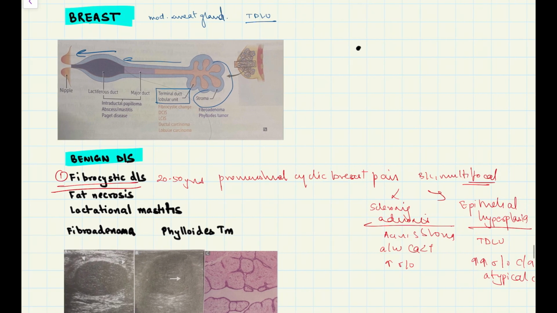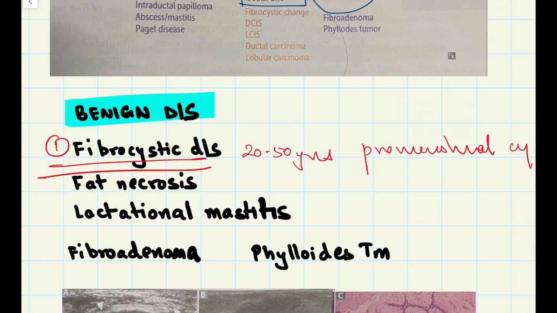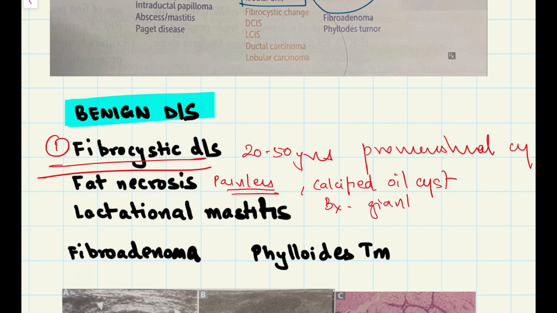Then next are some inflammatory processes like fat necrosis. It is usually a benign, painless lump due to injury to breast tissue. On mammography, we can see a calcified oil cyst, right? And on biopsy, we can see giant cells and necrosis of fat. Next is lactational mastitis. It occurs due to breastfeeding, and there is increased risk of bacterial infection through the cracks in the nipple, and the most common organism is Staph aureus. For treatment, antibiotics are given and breastfeeding is continued.